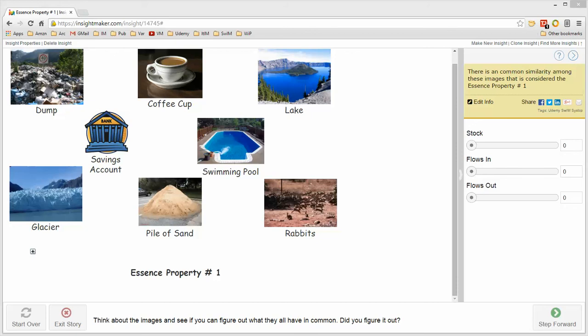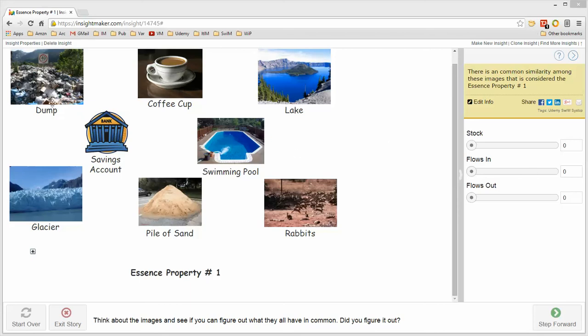In this video, I'd like to talk about the first of three what I call essence properties associated with components of simulation models. If you spend a moment and look at all of the pictures on this page, there's something they all have in common, even though they're actually very different representations. They're pictures of very different kinds of things. Did you get it? They all represent a quantity of something.